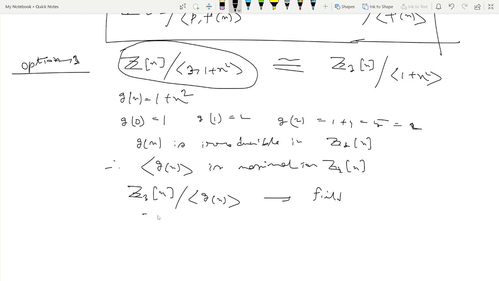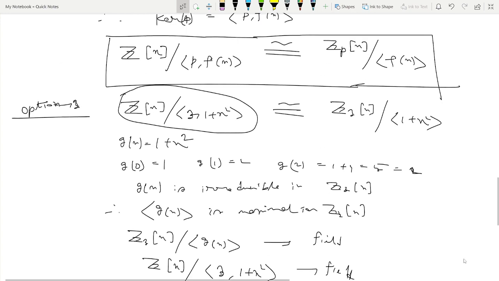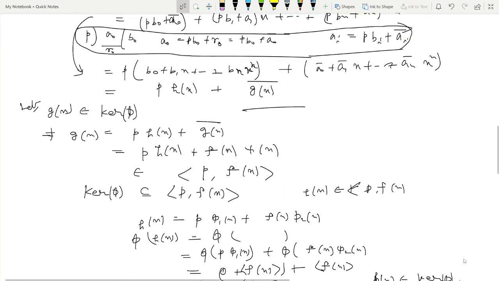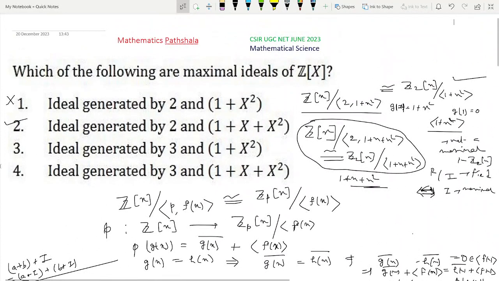we have this ring Z[x] by the ideal generated by 3 comma 1 plus x square is a field, and hence this ideal generated by 3 comma 1 plus x square is maximal in Z[x]. So our option 3 is the correct option.